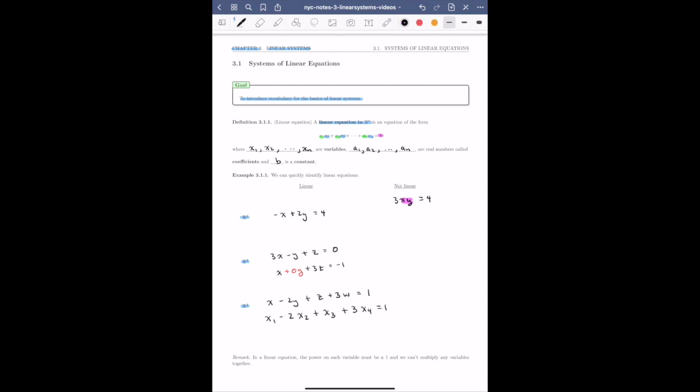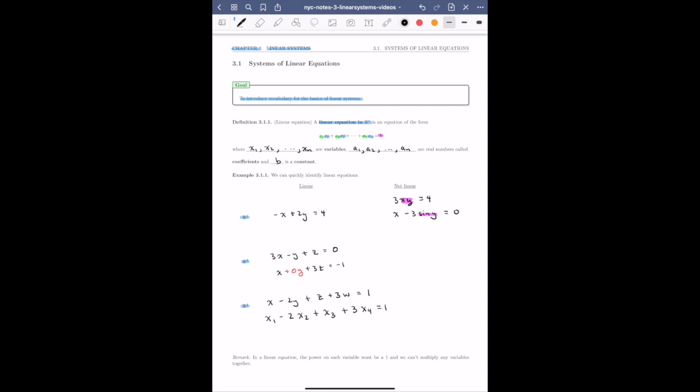Something else I can't do is use special functions like sine or cosine or other trig functions or exponential functions or logarithmic functions. For example, the equation x minus 3 sine y equal to 0 is not a linear equation because of this sine of y term.